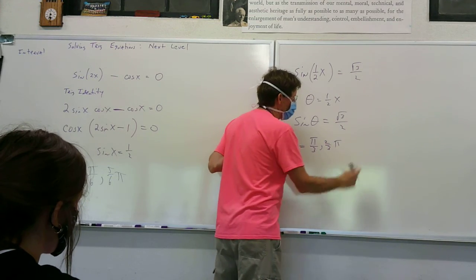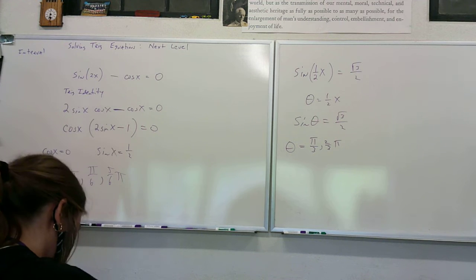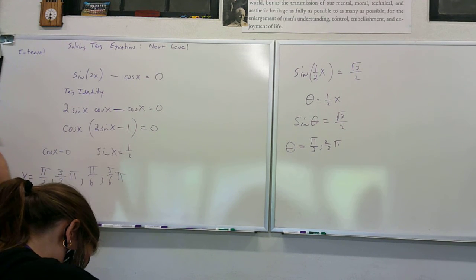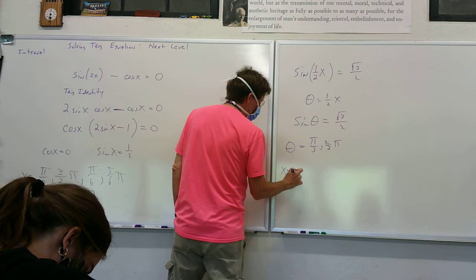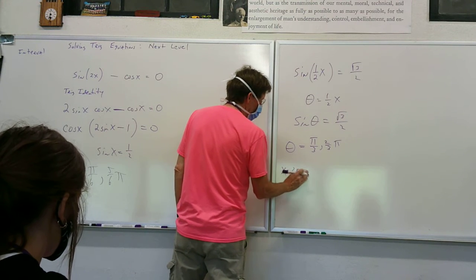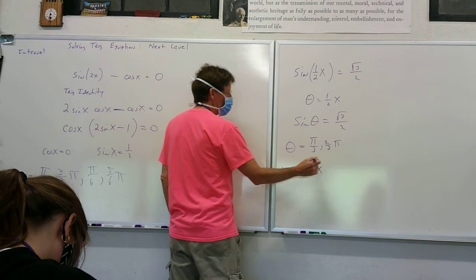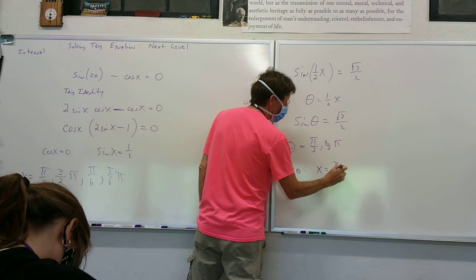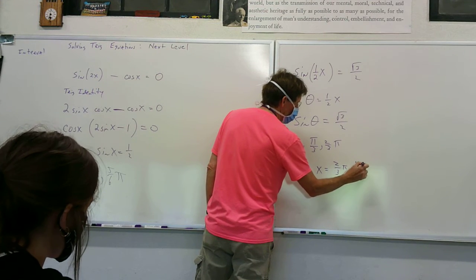And you don't have to keep going around the circle, folks, because it's only a half. You just go halfway around the circle. Then you want to know what x equals. Well, x equals 2 theta. So this time you're not going to take those values and divide them by 2. You're going to multiply them all by 2. So x equals 2/3 pi, and x equals 4/3 pi.